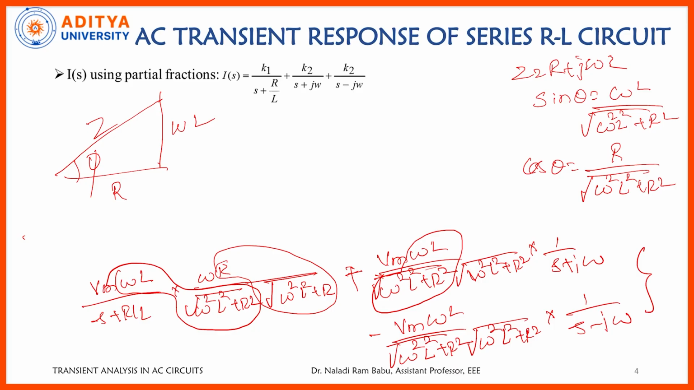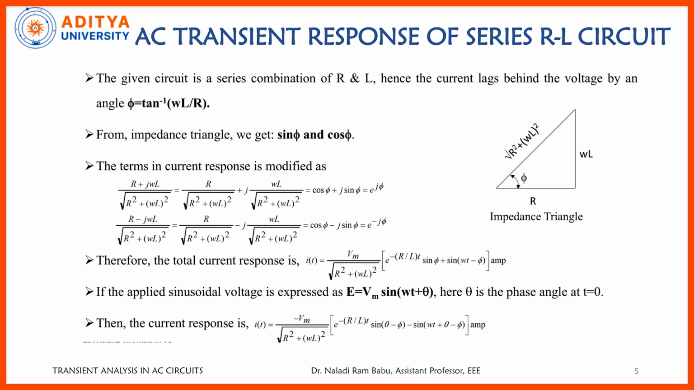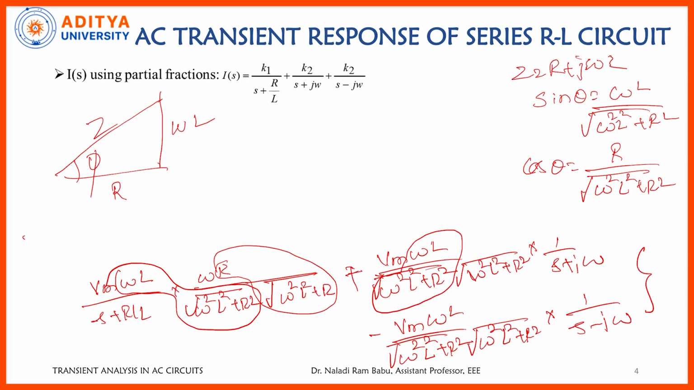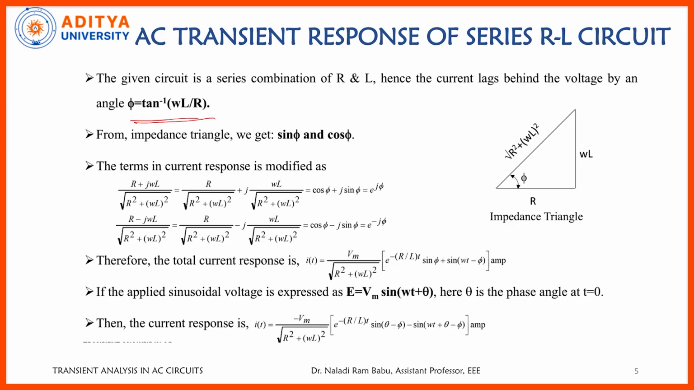Like that, if I substitute these triangular equations in the following equation, we will be getting the final expression as R minus j omega by this one, and this will be in the form of like this, and from the impedance triangle phi is tan inverse of omega L by R. So after converting this entire equation in the forms of sin and cos, and applying Laplace transformation, the whole equation is in the form of I of t is Vm by square root of R square plus omega L whole square into e power of minus R by L into t sin theta plus sin of omega t minus phi, where this phi is the impedance angle, okay.